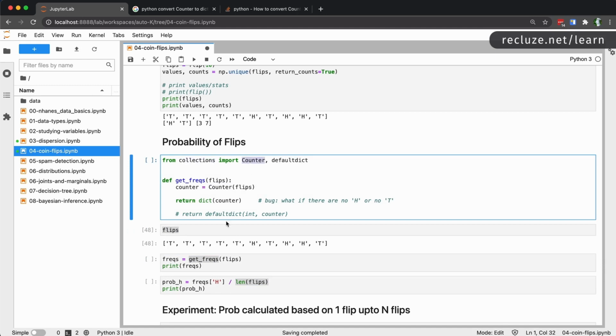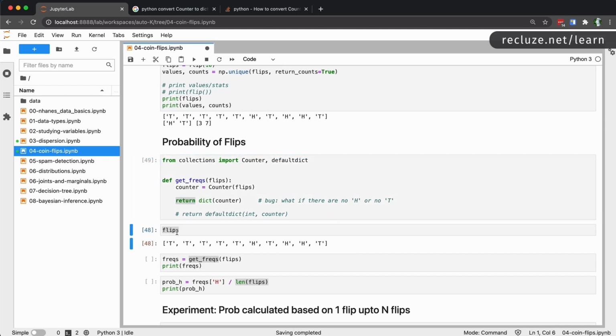What this counter does is, it goes and counts them. So it counts T 1, 2, 3, 4, 5. H comes along. So T is now 5, H is 1, T is 6, H is 1, T is 6, H is 2, T is 6, H is 3, and T is 7, H is 3. So it's going to do that. We are going to cast that into a dictionary explicitly for a very particular reason and then return it.